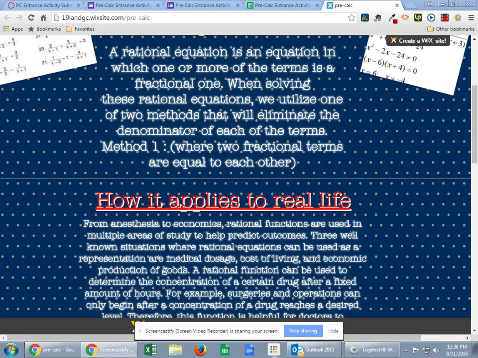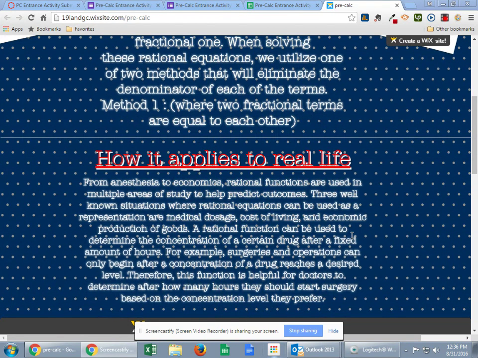How it applies to real life. From anesthesia to economies, rational functions are used in multiple areas of study to help predict outcomes. Very well-known situations where rational equations can be used as a representation are medical dosage, cost of living, and economic production of goods.